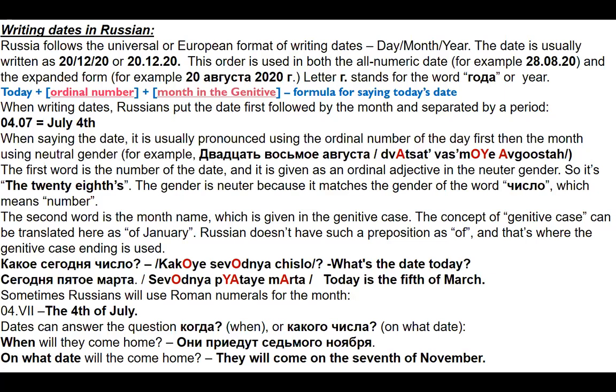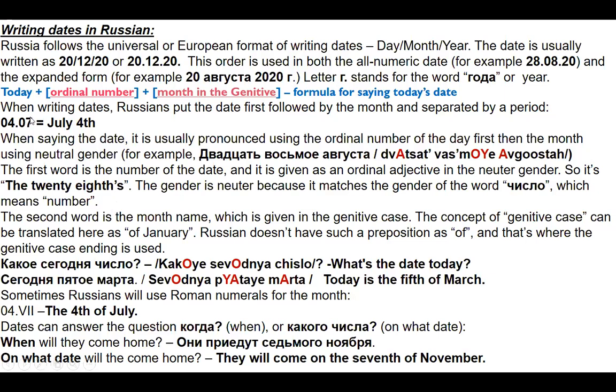Today is сегодня 30 июля. And июля we put in the genitive case. Literally it is 'of what?' 30 июля.